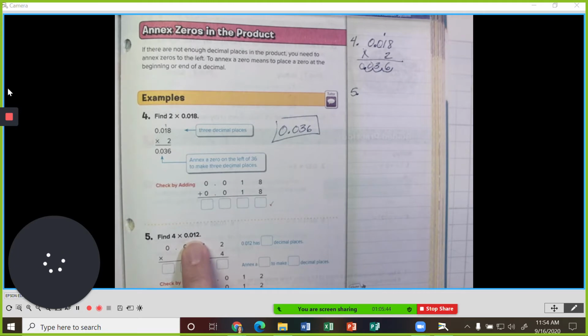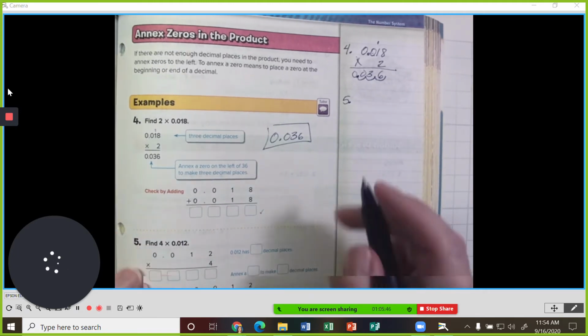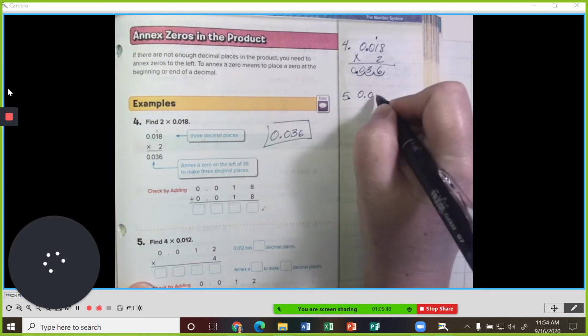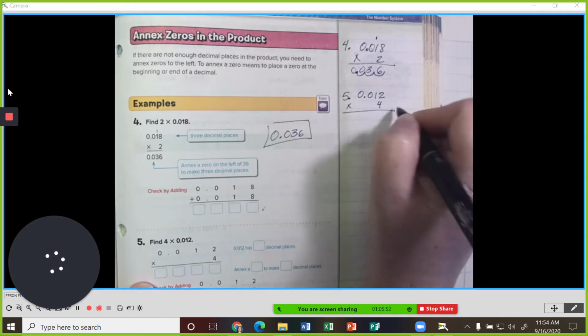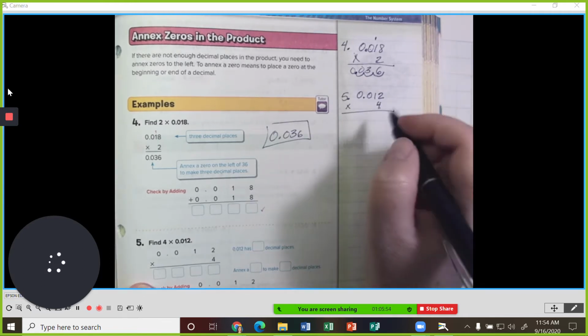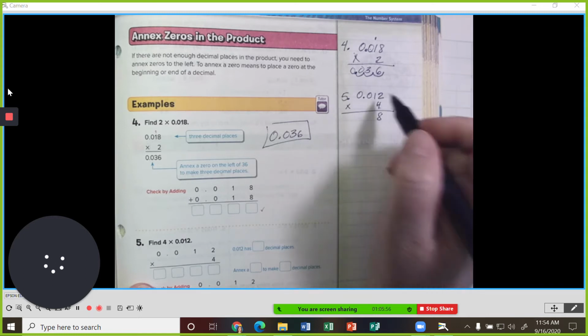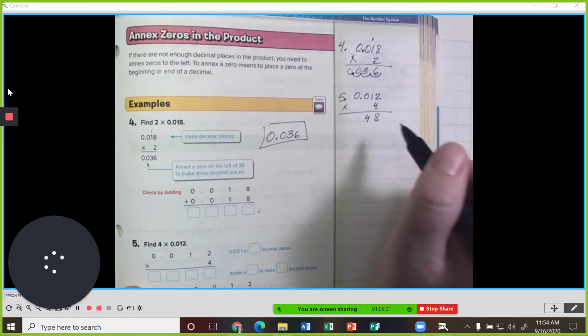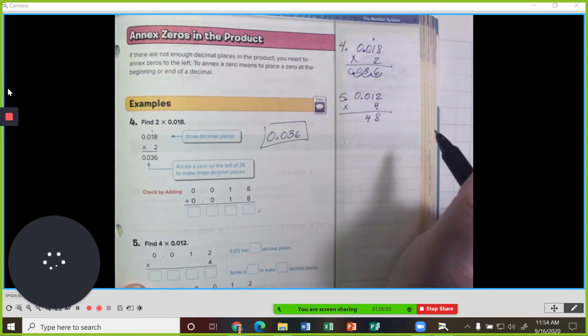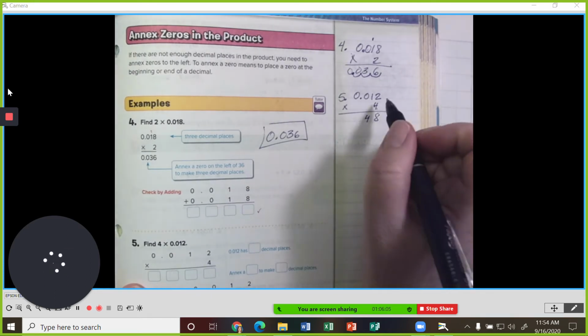Okay, example 5, we have 0.012 times 4. 4 times 2 is 8. 4 times 1 is 4. Okay, you can stop there if you want to. And again, your 5th grade teacher may have had you stop there or go on. But let's say you stopped there.